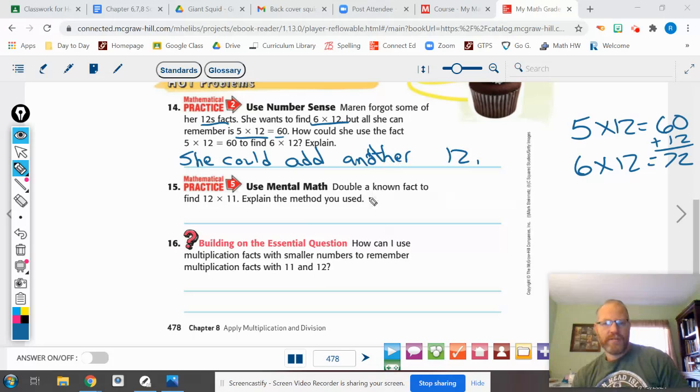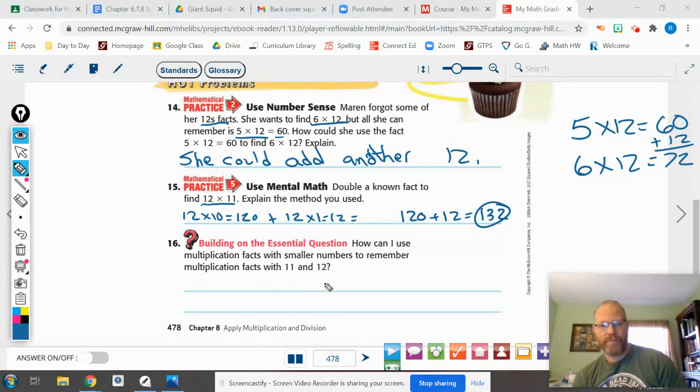Double a known fact to find 12 times 11. So first, we have to break it down. We could either break it down to 10 and 1, or we could break it down to 10 and 2 over here. So you have to decide which one you're going to break down. I would say 10 and 1 would be the easiest, but maybe for you it would be 10 and 2. Who knows? It's up to you. So I'm going to say 12 times 10 equals 120 plus 12 times 1 equals 12. So then finally I do 120 plus 12 equals 132. Final answer. So as you notice, I broke down the 11 to 10 and 1, and then I added my products.